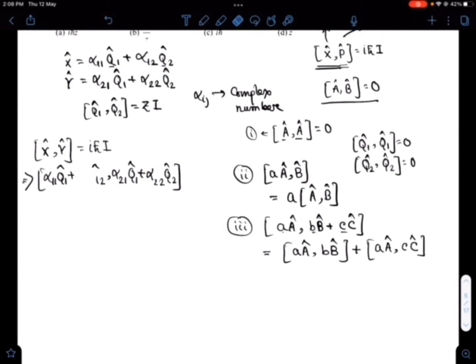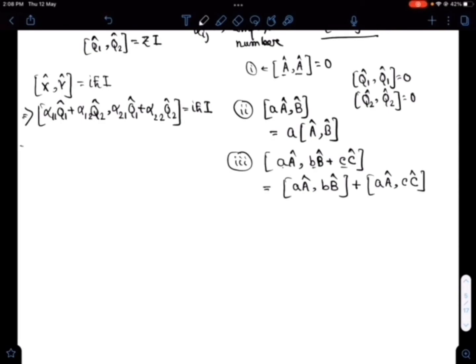This one should be alpha 1 to q2. Yeah, fine. So this is i h cut i. So following these three rules, we can write this as alpha 1 1. The first term should be 0 because the first term contains this commutation and it is 0.